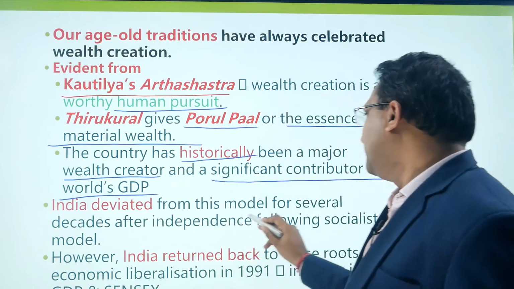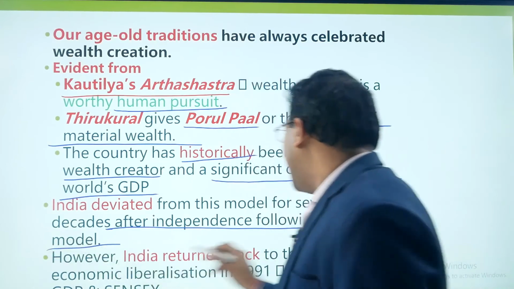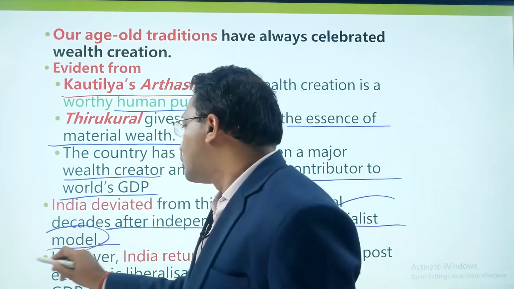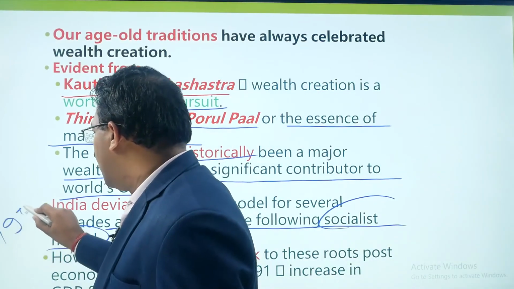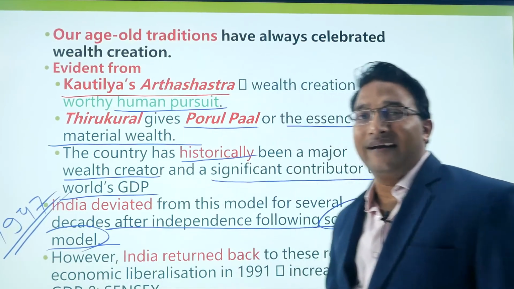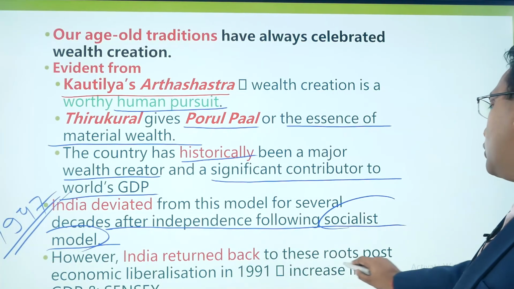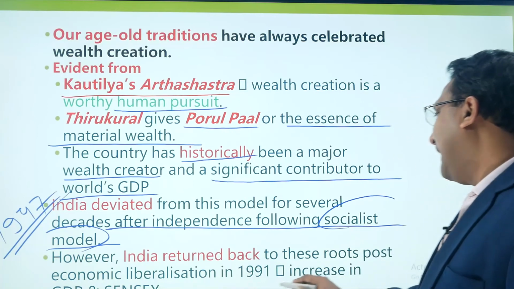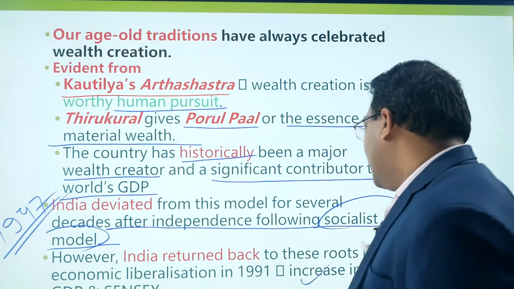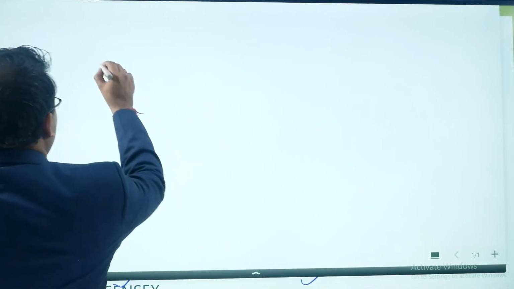India deviated from this model for several decades after independence, following the socialist model. So in 1947, we followed the socialist model. We got deviated from wealth creation because of the decision we made at the time of independence. However, India returned back to these roots post economic liberalization in 1991, which resulted in an increase in the GDP and Sensex. So let me make you comfortable with this discussion with a small timeline.